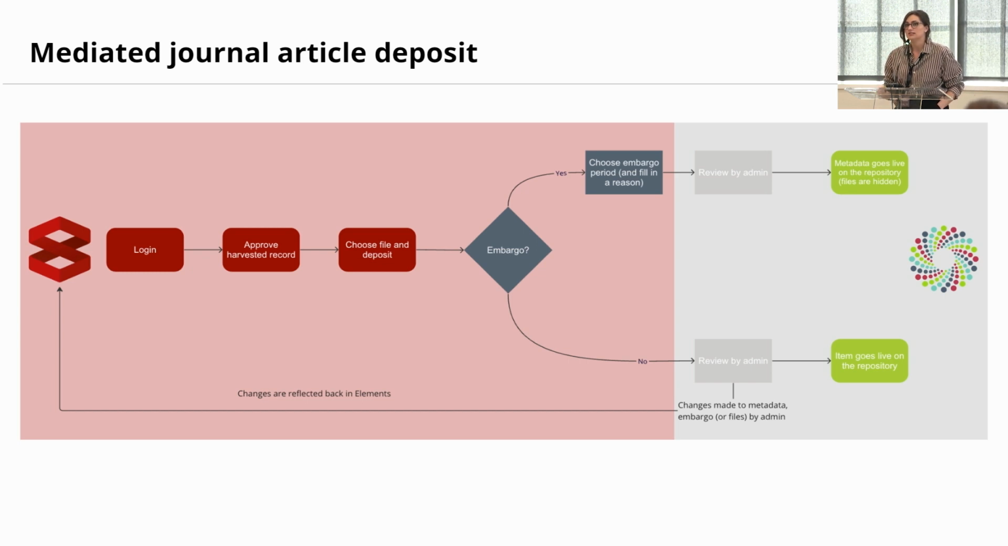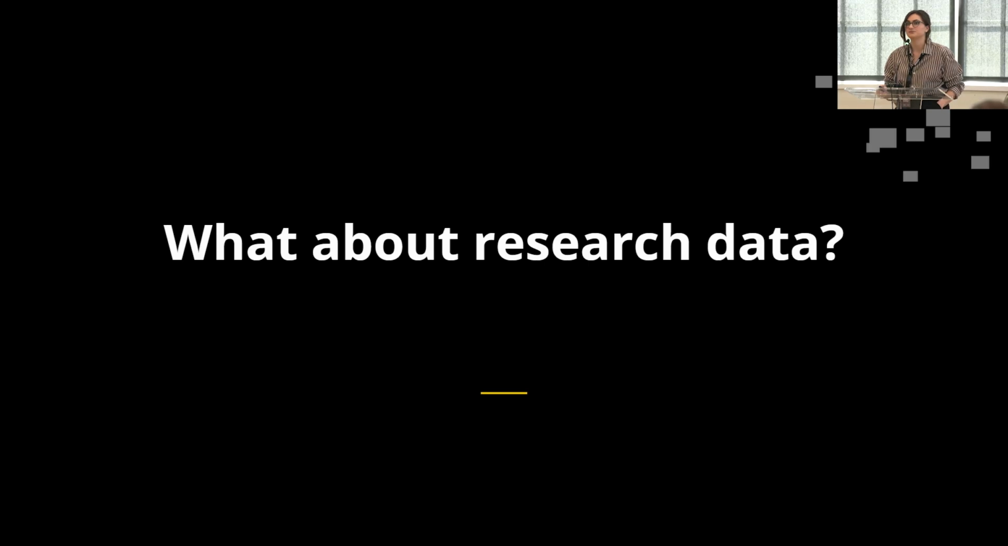It's even easier, as Kate reminded me, because you won't always have to approve a harvested record. Once you've said that this is my Web of Science ID, Scopus ID, Dimensions ID, we're just going to automatically harvest those articles for you. So you could even skip the approve harvested record bit, and that would be even faster.